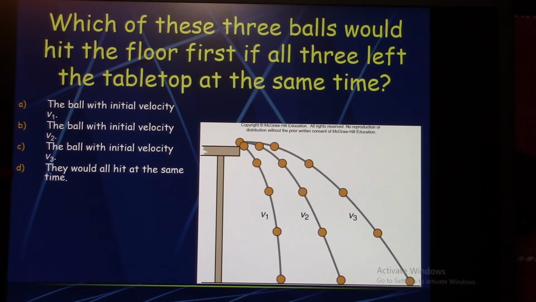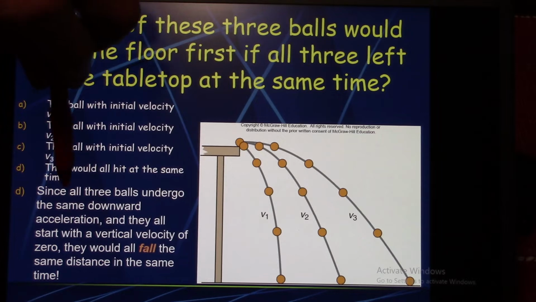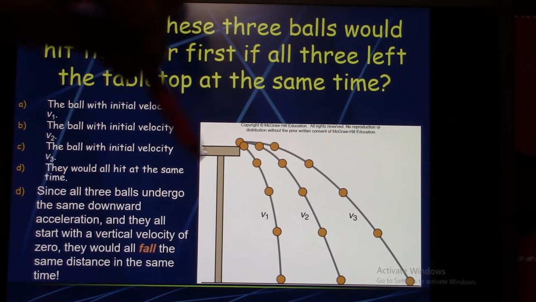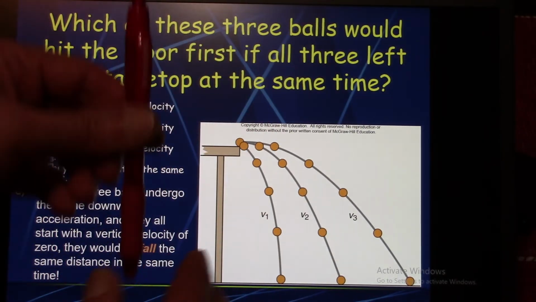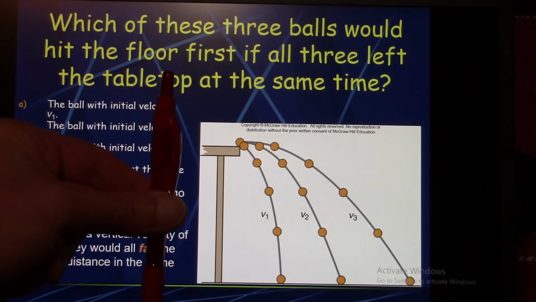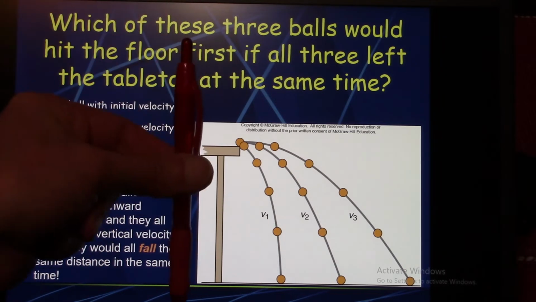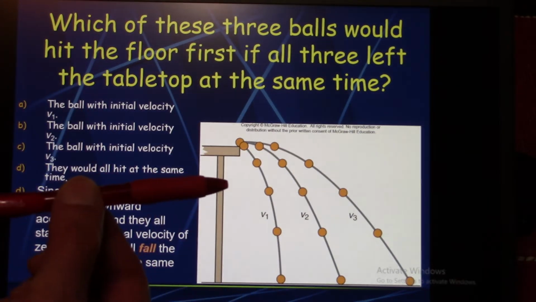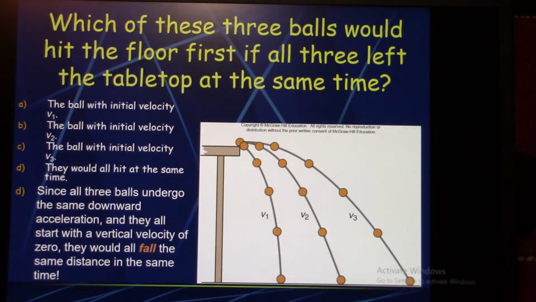So it's given, right, V1, V2, V3, or are they all going to hit at the same time? Well, the answer is they will all fall the same distance in the same time. They're all going to hit the ground at the same time because the force of gravity is the same for all three balls. The vertical component, due to the acceleration of gravity, is the same. Gravity doesn't care if the ball's going this way. It pulls everything down to the ground at the same rate.